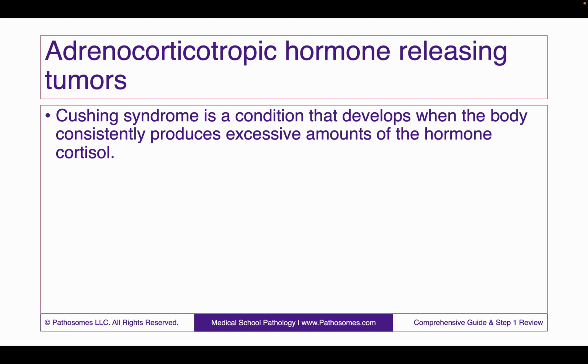And Cushing syndrome is a condition that develops when the body consistently produces excessive amounts of the hormone cortisol. Now, you know about cortisol, right? That's the what hormone? The stress hormone. Cortisol, right? When you have to wake up early and your alarm's going off. Yeah, cortisol flowing through your bones.